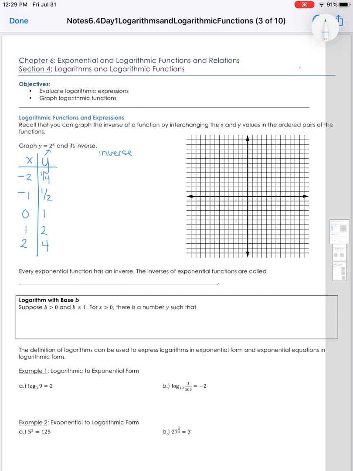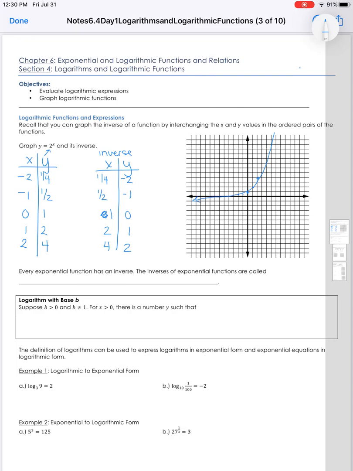Now keep in mind, for the inverse, all you have to do is switch the x and the y. So I'm still going to write them as xy points, but I'm just flipping them. So it's now 1/2, -2, 1/2, -1, 0, 1, 0, 2, 1, 4, 2. The points get flip-flopped. And then when you graph this, we have -2, 1/4, -2, 1/2, 0, 1, 1, 2, 1, 2, 3, 4.